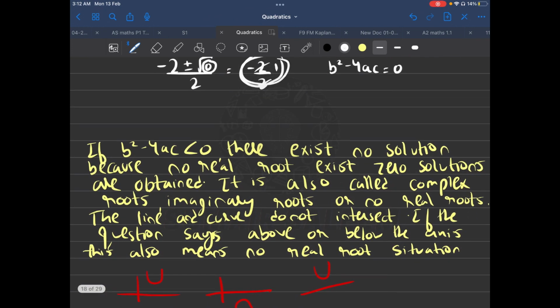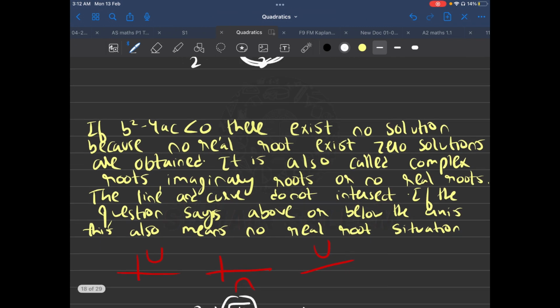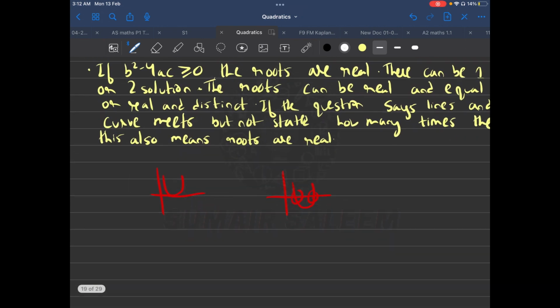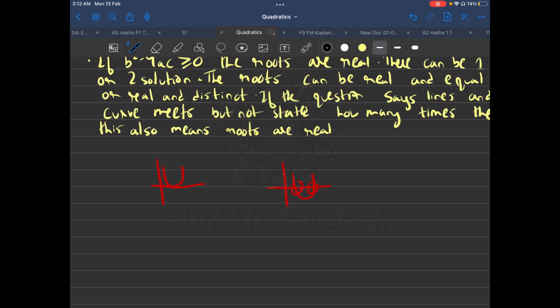Or if the examiner says no solution, no real root, lies above the axis or below the axis, in that case it's b square minus 4ac less than 0. Now comes the point where actual confusion arises. Sometimes the examiner leaves you in a situation like this: line and curve meet. So are you sure whether it's meeting once or twice? No.